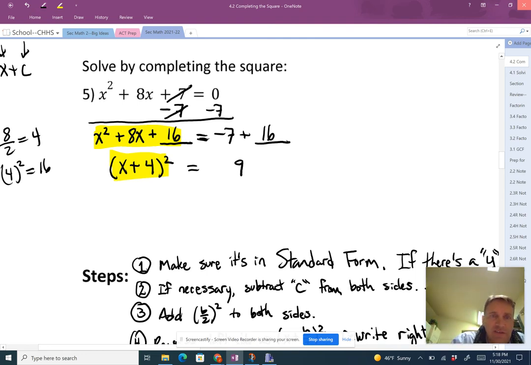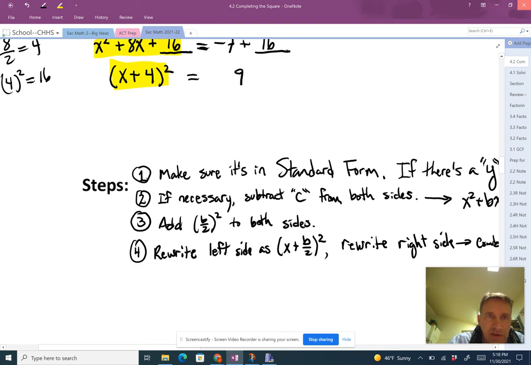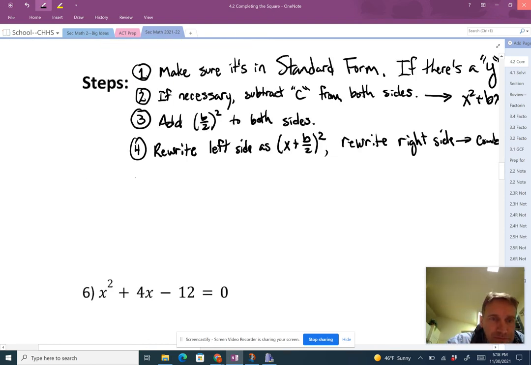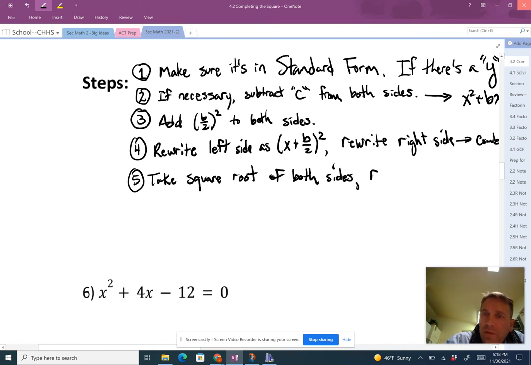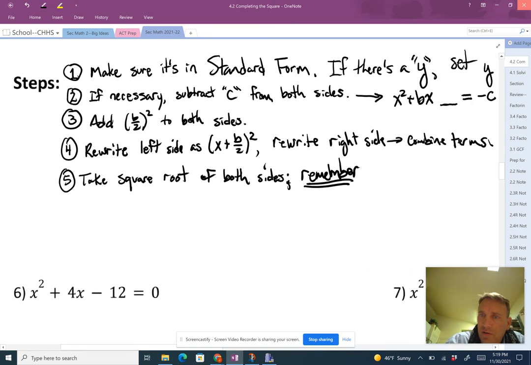Now this is hopefully looking closer to what we did in our last lesson when we solved equations by taking square roots. So number 5, take square roots of both sides. Remember, I'm going to underline that twice. Remember to add that plus or minus.